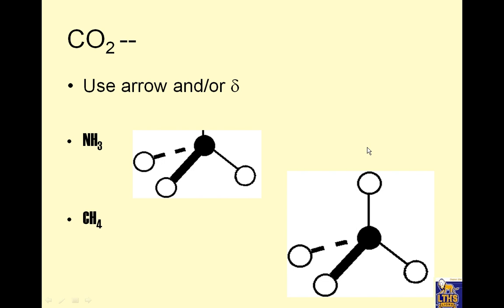So here's a bunch more. Okay, NH3. Here's your N, here are your H's. This is trigonal pyramidal. Trigonal pyramidals are going to be polar if the bonds are polar.